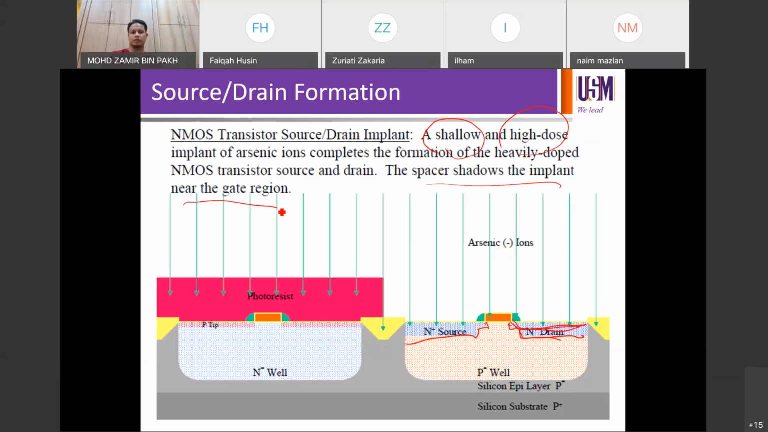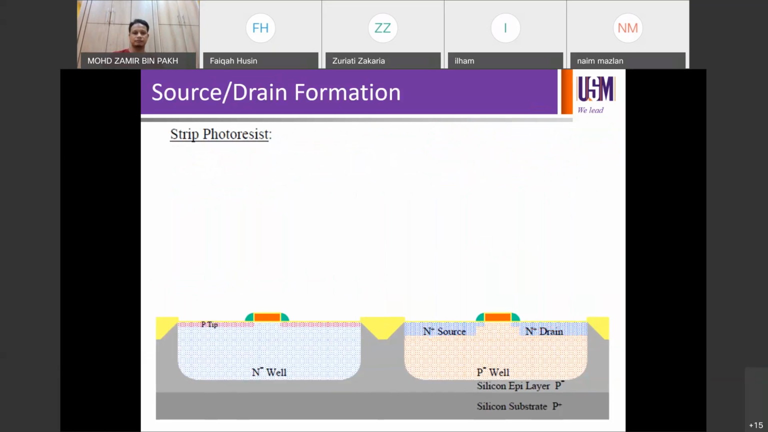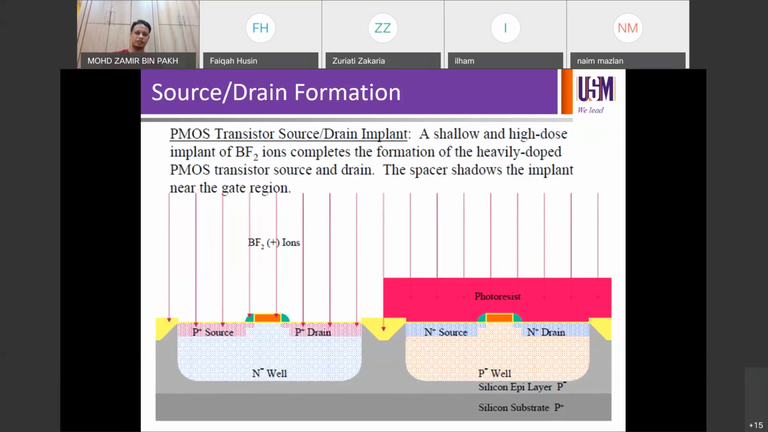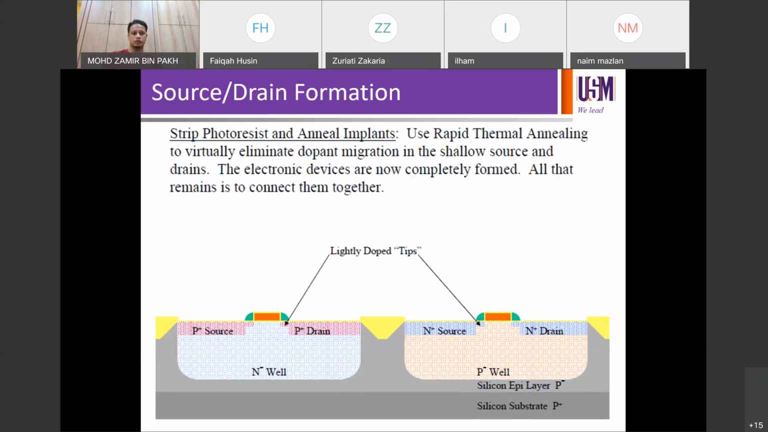Implantation near the gate region, right? So next, strip the resist, do the other one, do the opposite one. Implant shallow high dose BF2. Sama juga, just the opposite side. Strip the resist and anneal the implants. Use the RTA process to virtually eliminate dopant migration.